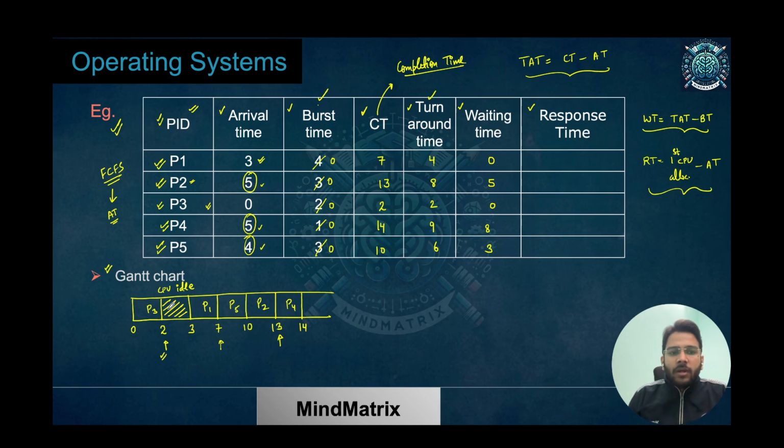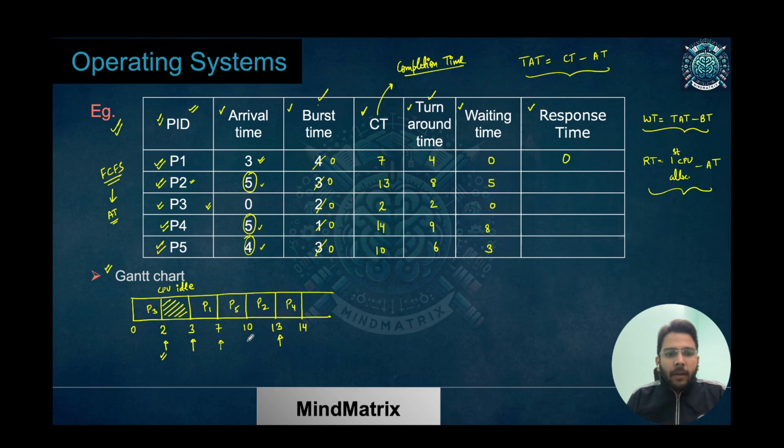Now what about P1? P1 got the CPU at 3 units of time. So first time CPU allocation happened at 3 units of time for P1. So 3 minus the arrival time of P1. Arrival time of P1 is also 3. 3 minus 3, it is 0. That means as soon as P1 process arrived in the ready queue, it got the CPU. That is the meaning, right? Because it is 0 here.